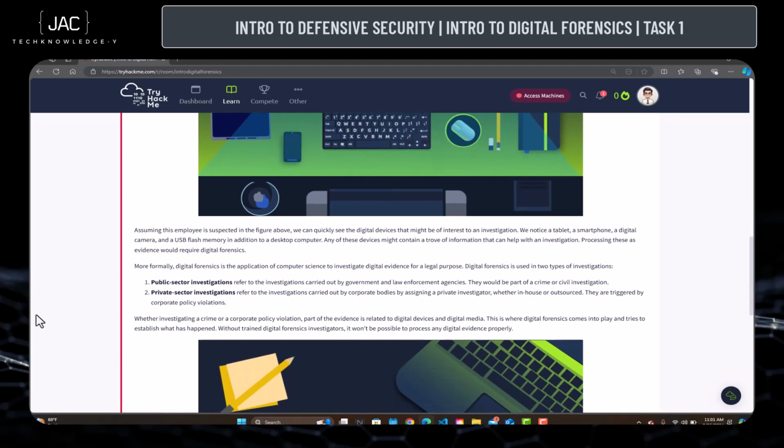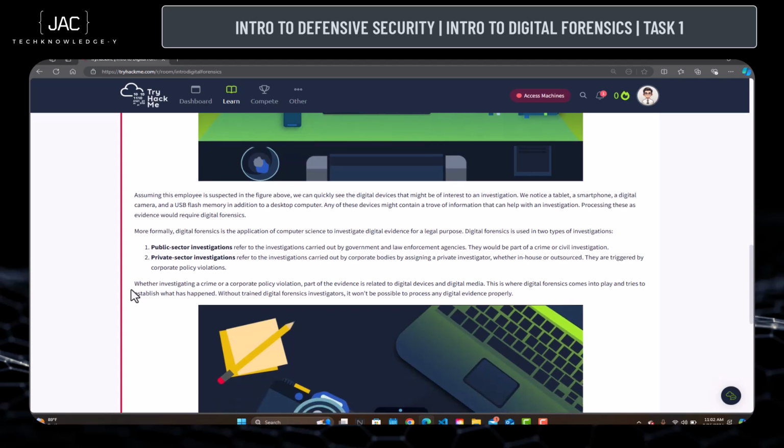Assuming this employee is suspected in the figure above, we can quickly see the digital devices that might be of interest of an investigation. We notice a tablet, a smartphone, a digital camera, and a USB flash memory device, in addition to the desktop computer. Any of those devices might contain a trove of information that can help with an investigation. Processing these as evidence would require digital forensics. More formally, digital forensics is the application of computer science to investigate digital evidence for a legal purpose.